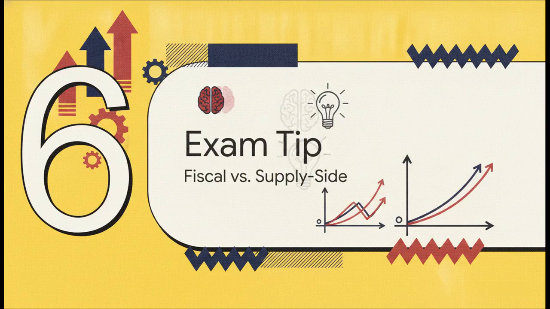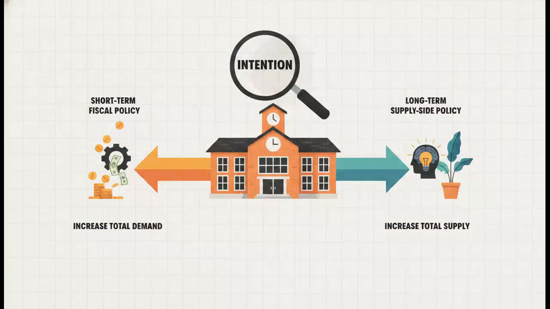Finally, Part 6, the exam tip. Before we wrap up, I want to clear up a vital point that constantly trips people up. It's the tricky difference between fiscal policy and supply-side policy. A lot of measures can actually be both, depending entirely on how you look at them. Think about a government building a new school. The immediate spending of cash to construct that building, that's fiscal policy, because it injects money to boost total demand right now. But the long-term result, creating a more educated, highly productive workforce, that is a supply-side measure.